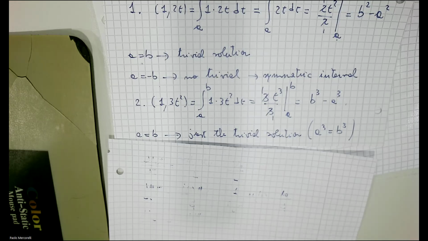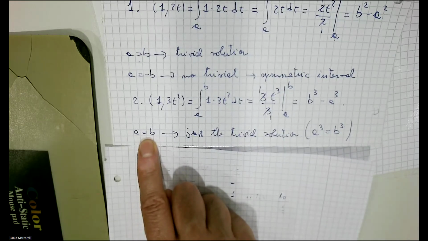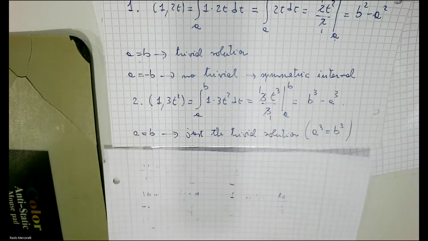Very important to recognize that if A equals B, it is always a trivial solution. This means this inner product cannot be used, because if the integral is not defined, it is trivial, because it's always 0. This means you cannot work with this. Of course, now for you, it's difficult to understand what is the meaning of "we cannot work."